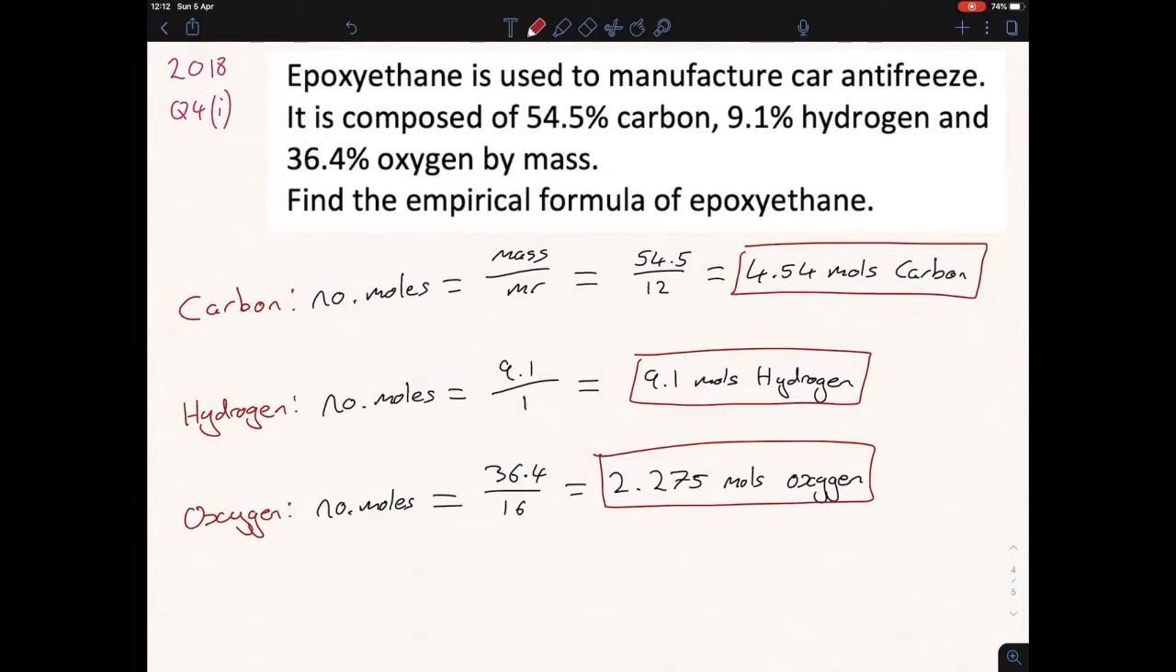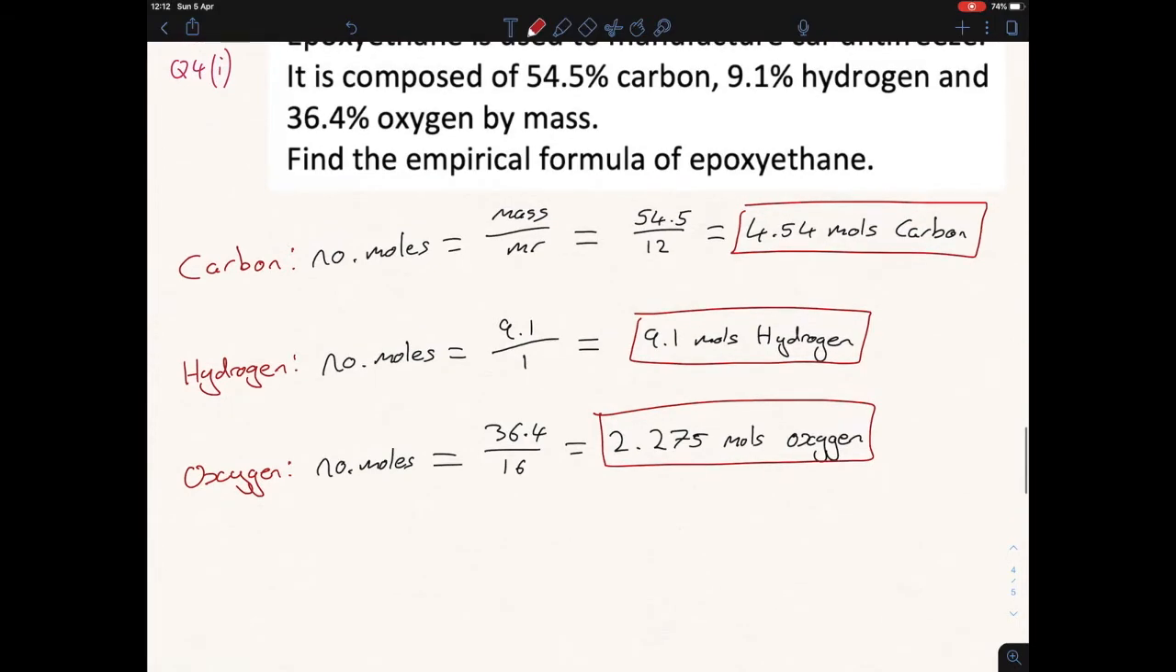We're going to write it down here, and it doesn't matter what order you write it in. I'm just going to do it the way it is up there: carbon, hydrogen, oxygen. Oxygen is going to be 1 because it's the smallest value. How many times does oxygen go into carbon? We'll start with that. 4.54 divided by 2.275, and if you do that out, you get 1.99. Can we assume that's going to be a 2? So we put a 2 down here.